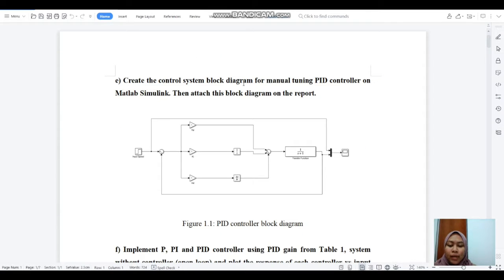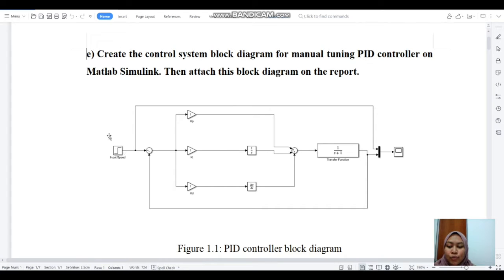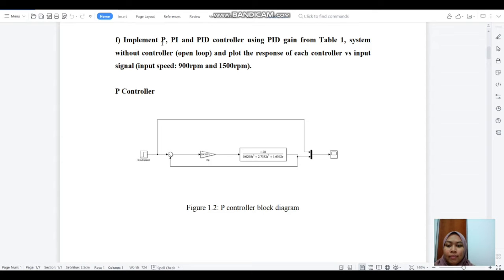Create the control system block diagram for manual tuning PID controller on MATLAB Simulink, and then attach this block diagram on the report. So this figure shows the block diagram for the PID controller. Here we have input speed, sum, gain for Kp, Ki and Kd, and then we have integrator and derivative, another sum, transfer function block, and scope. And this is marked. Next is F. Implement P, PI and PID controller using PID gain from table 1, system without controller open loop, and plot the response of each controller versus input signal, where the input signal is 900 RPM and 1500 RPM.